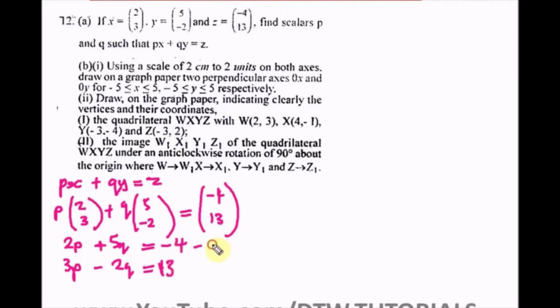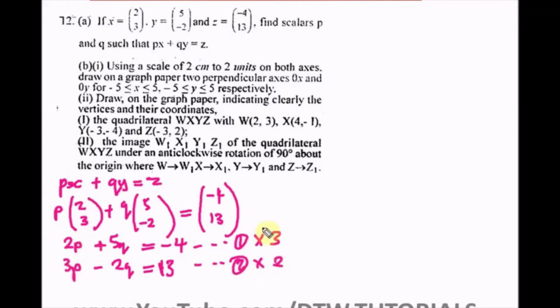And when you have two equations, equation 1 and equation 2, this is a simultaneous equation. So you can either use the elimination method or the substitution method to solve these two equations. I'm going to use the elimination method, and I'll try to cancel out p. To cancel out p, I will multiply equation 1 by 3 and multiply equation 2 by 2.